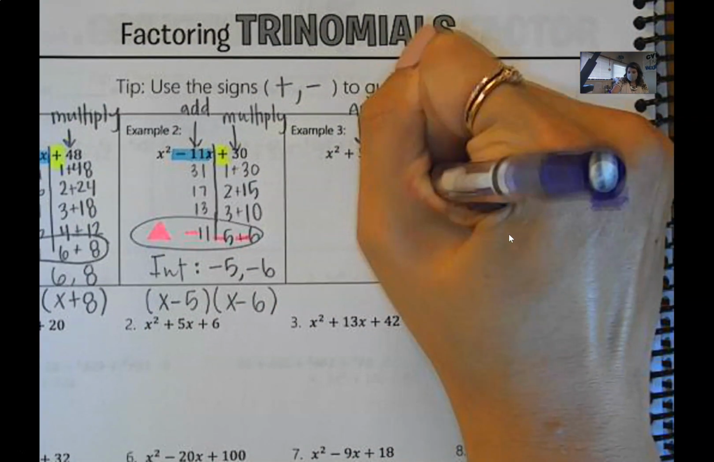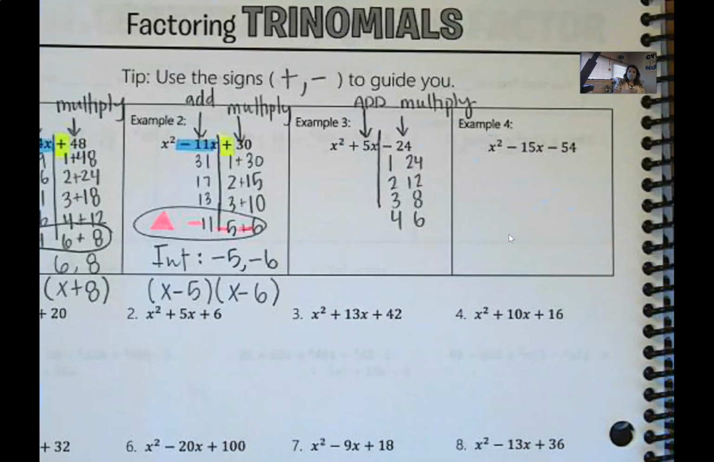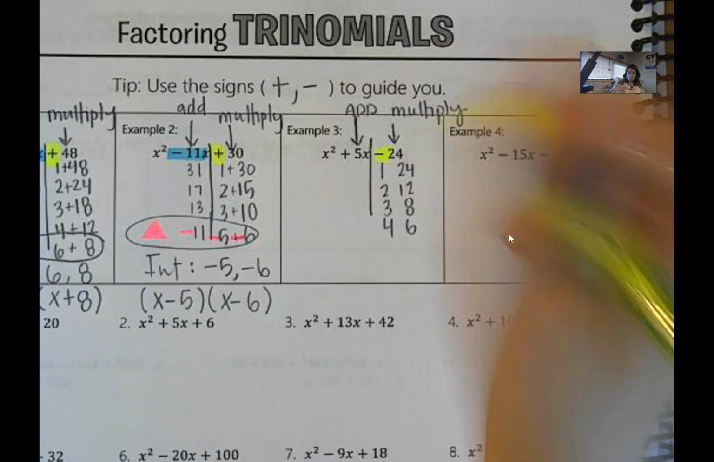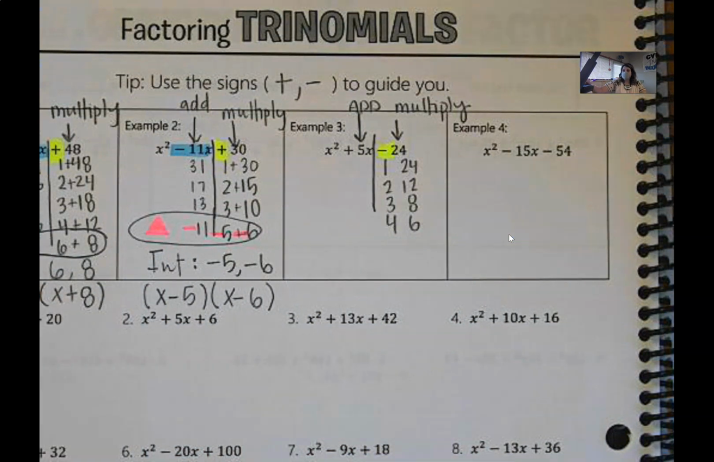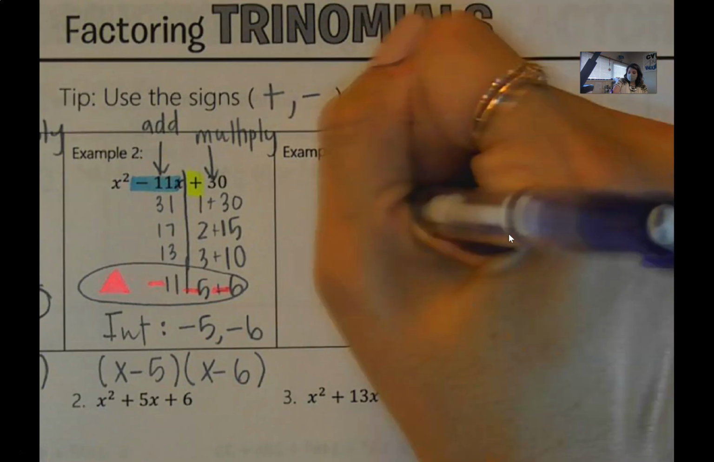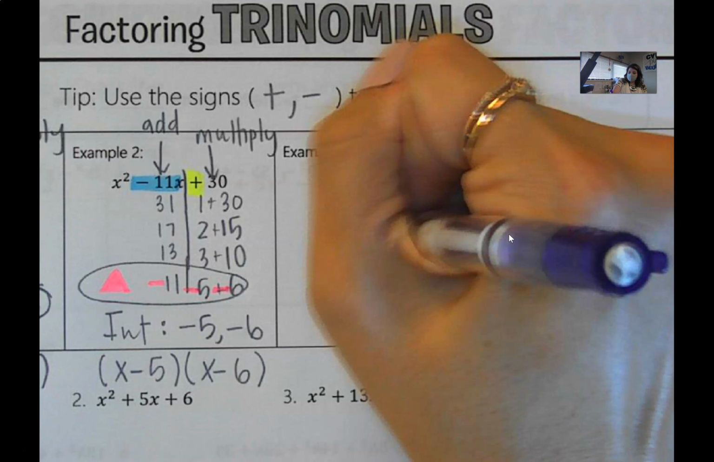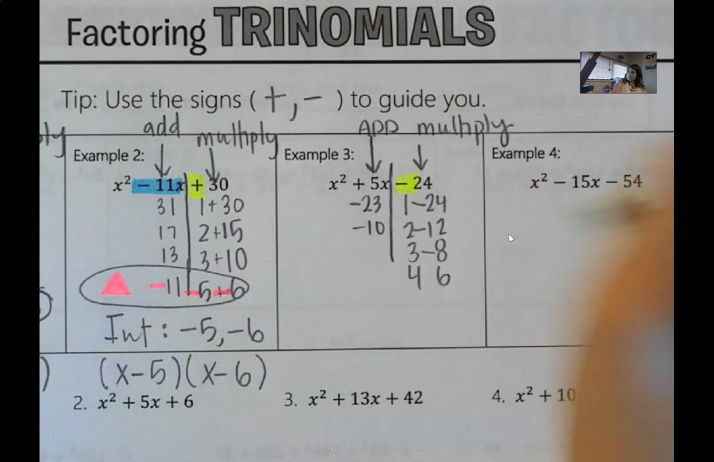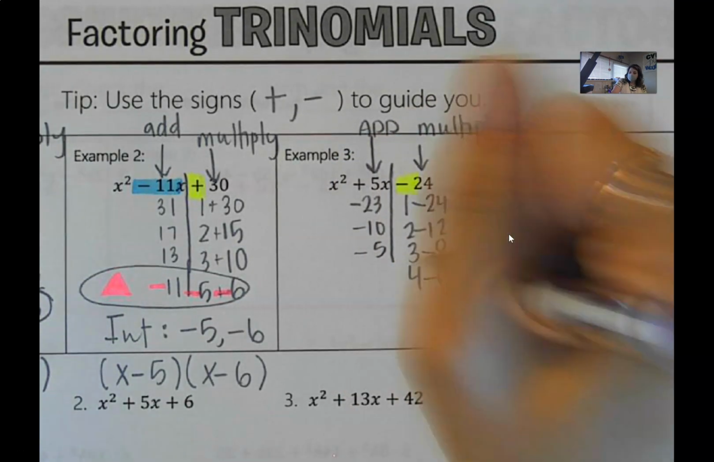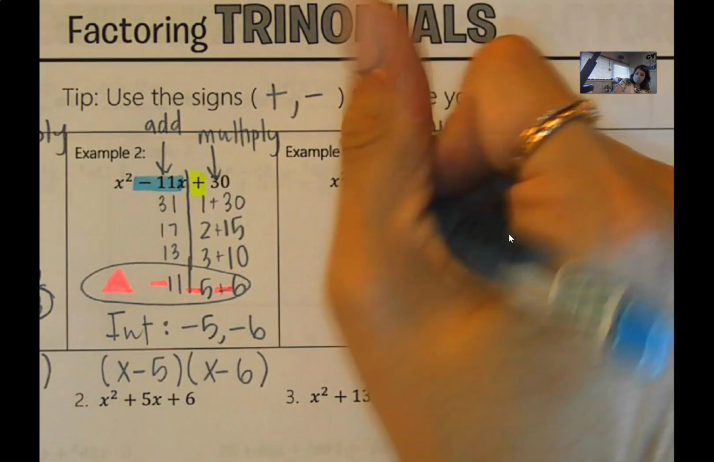So I'm writing up my factors. This time, your symbol is a subtraction, so that means you need to subtract each of those factors. So you do 1 minus 24, that's going to give you a negative 23. 2 minus 12 is negative 10. 3 minus 8 is negative 5. 4 minus 6 is negative 2. And we're looking for a positive 5.